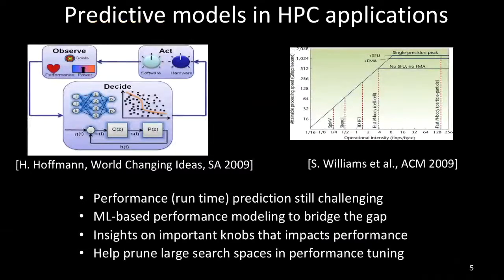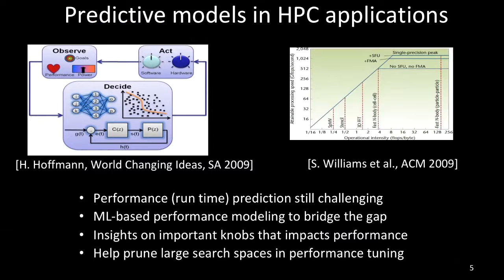Okay, so predictive models, I don't need to justify the need for predictive models, starting from Hank Hoffman's world-changing ideas to Sam Williams' roofline model. Predictive performance models play a central role in many different HPC settings. But coming up with analytical performance models is still a challenging task. The hardware is getting a lot more complex, and finding analytical models that can help us predict the performance is getting even more challenging.